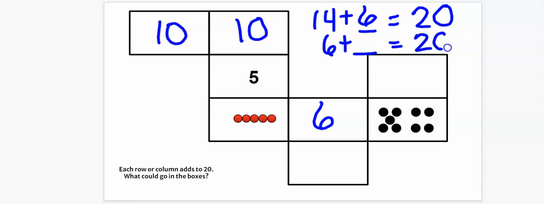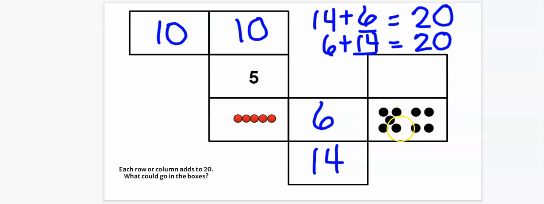And I can write that equation. Well, the commutative property tells us that it doesn't matter which one we add first, I would still get 20. So I know 6 plus 14 equals 20. Great job. So now we have one more.